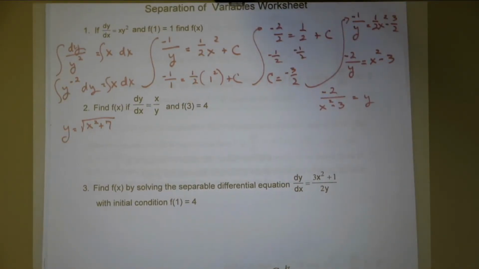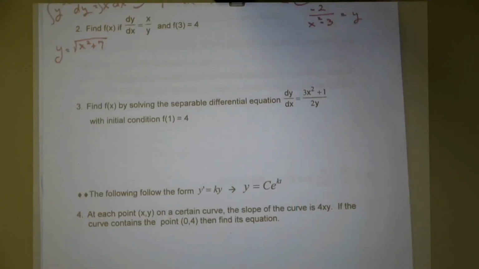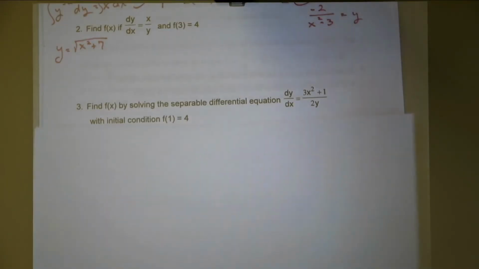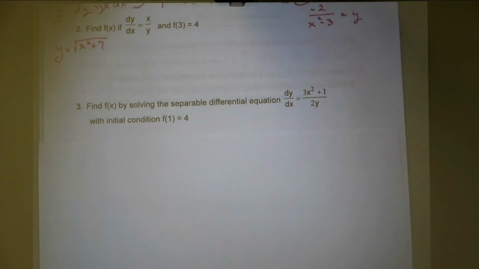All right. Let's look at problem 3. Find f of x by solving the separable differential equation dy/dx = (3x squared plus 1) over 2y. Initial condition, f of 1 equals 4. I need a little more paper, so I'm going to add to this.